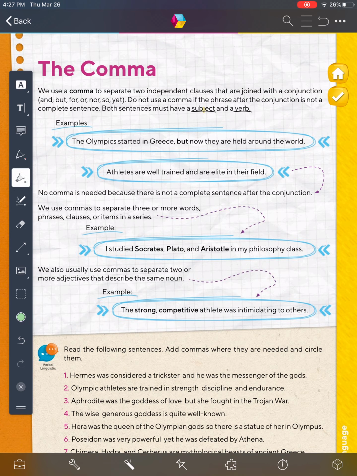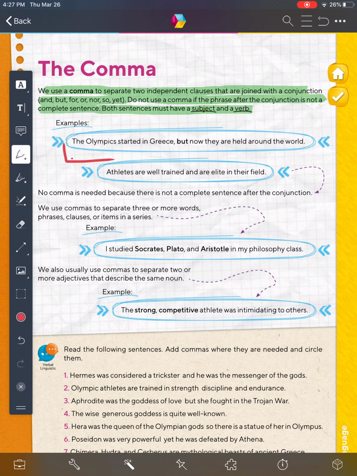to remember important information. We use a comma to separate two independent clauses that are joined with a conjunction: and, but, for, or, nor, so, and yet. Do not use a comma if the phrase after the conjunction is not a complete sentence. Both sentences must have a subject and a verb. You have different examples here on this page.